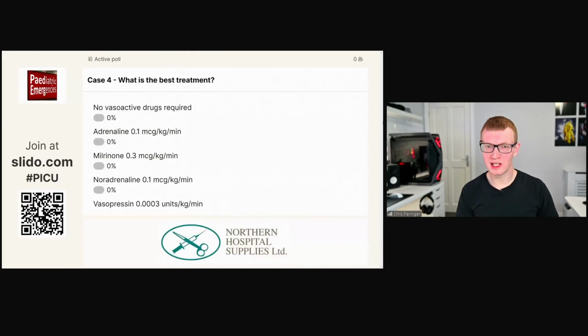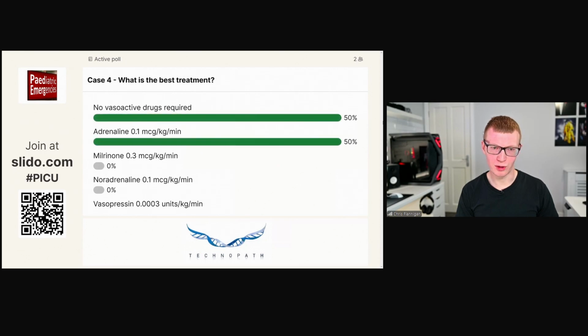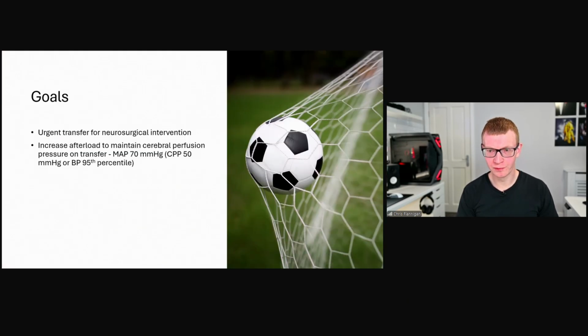So again, go over to Slido and vote for which of the treatments you think we should go for. So no vasoactive drugs, adrenaline, milrinone, noradrenaline, or vasopressin. Okay, so it's fairly similar to the last time, a race between no vasoactive drugs and adrenaline infusion, but no vasoactive drugs seems to be the winner.